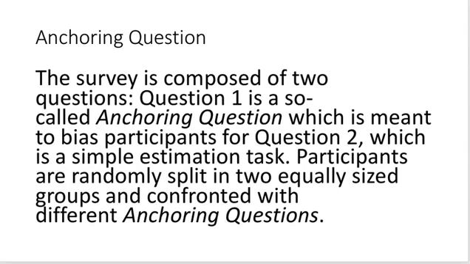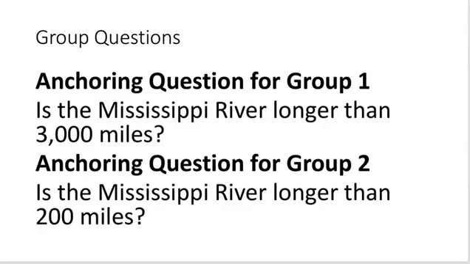Question 1 is a so-called anchoring question, which is meant to bias participants for question 2, which is a simple estimation task. Participants are randomly split into two equally sized groups and confronted with different anchoring questions. All right? The anchoring question for group 1 is: is the Mississippi River longer than 3,000 miles? Question 1 for group 2 is: is the Mississippi River longer than 200 miles?